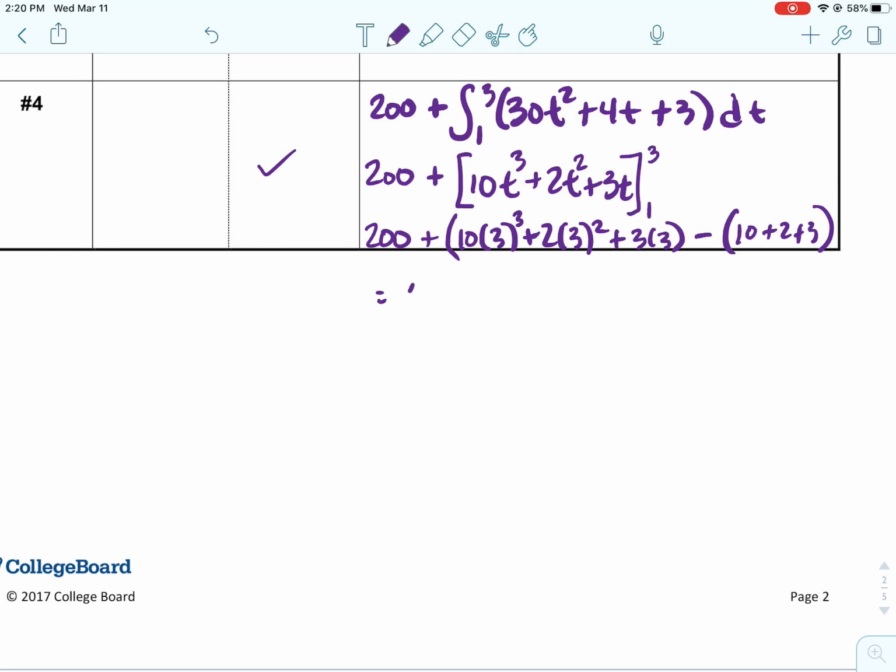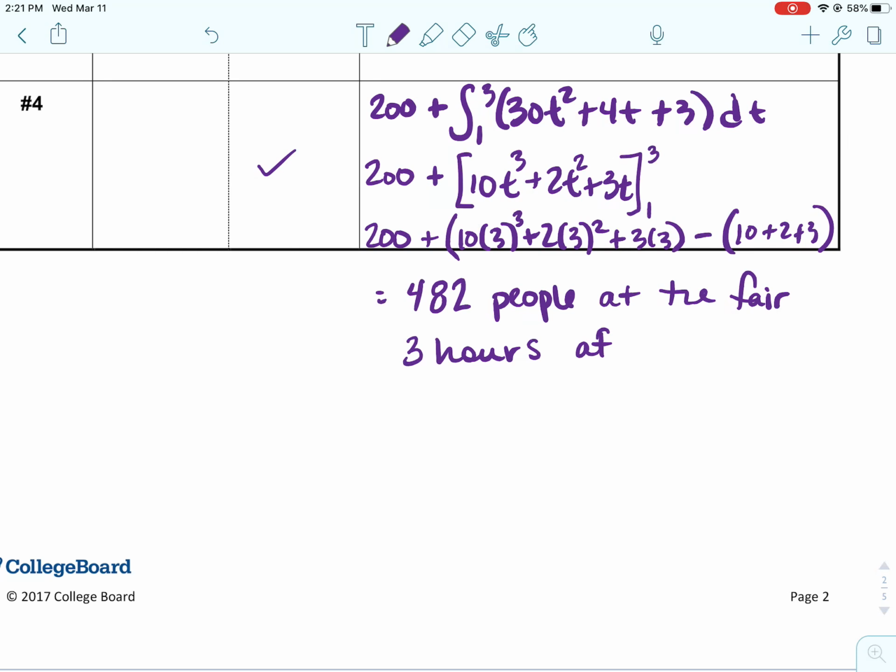All right, and I know if you guys were given enough time, you could do this. It would take some calculating, but it's fine. I'm just going to tell you what you're going to get is 482. And then I want you to tell me what that means. What is 482? This was the fair problem. So there's 482 people. We don't have to put plus in numbers, not whenever you do the definite integral. So 482 people at the fair when? Good job. 3 hours after it opens.